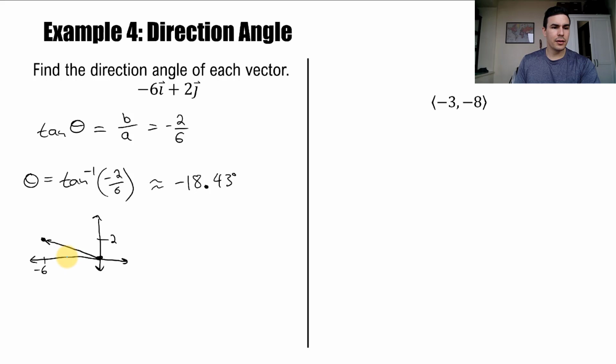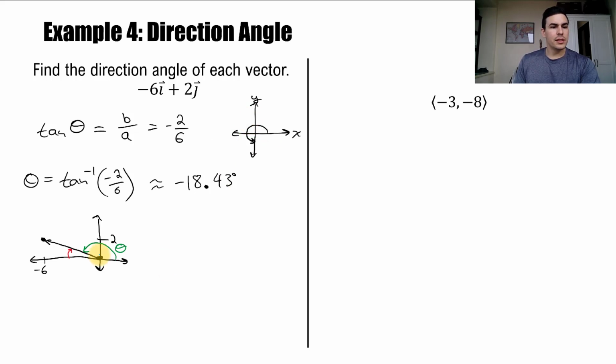Okay, so what we just found was this angle right here, which is not what we're looking for when we look at a direction angle for a vector, right? We are looking for this angle theta here, our standard angle with our positive x-axis. So we need to think about what theta actually is, because again, we want this standard angle going counterclockwise from the positive x.